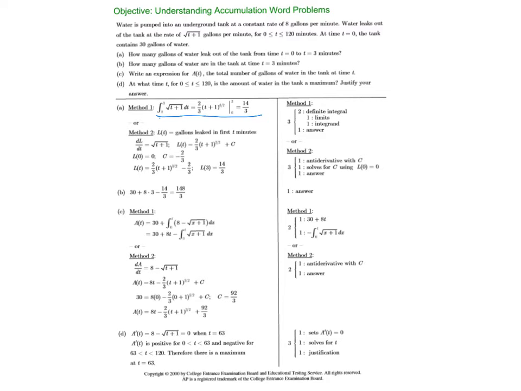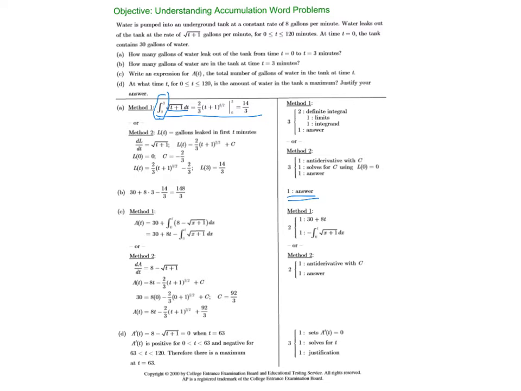So notice for the method, we have our definite integral. We have limits, the integrand, and the answer. The awesome thing is we see this a lot. Just by putting the integral from 0 to 3, that gets you a point. Putting the radical t plus 1 is a point, and then getting the answer is a point. So they really do break this down really nicely. Now for B, it's only the answer.